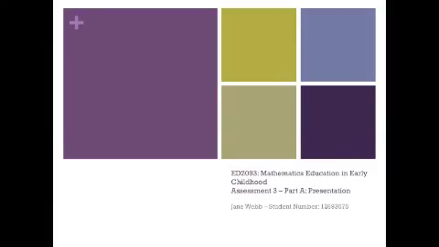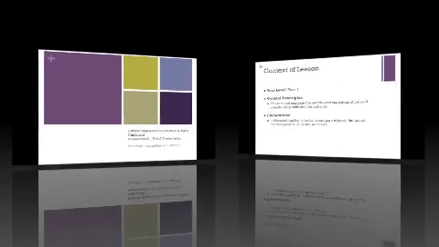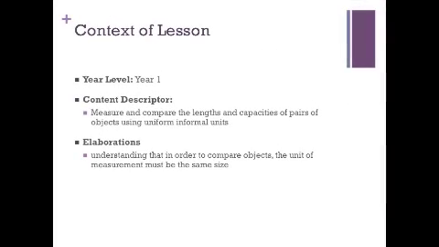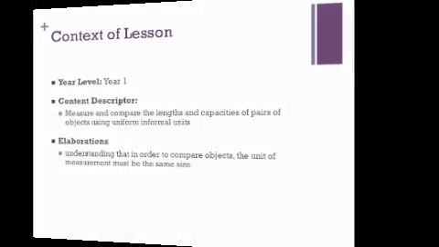Today I will present a teaching demonstration on how to use manipulatives productively and equitably when teaching measurement. The level I will be focusing on is Year 1, and the content descriptor from the Australian curriculum is measure and compare lengths and capacities of pairs of objects using informal units. The elaboration for this descriptor is understanding that in order to compare objects, the unit of measurement must be the same size.